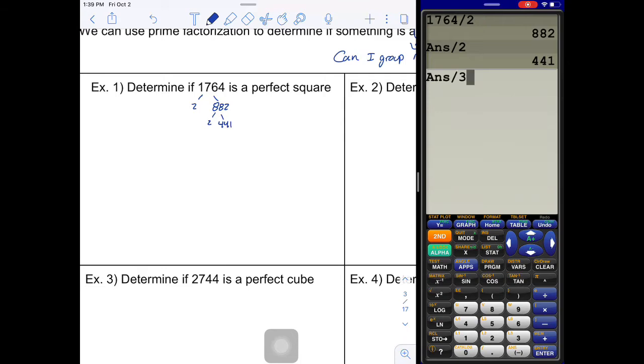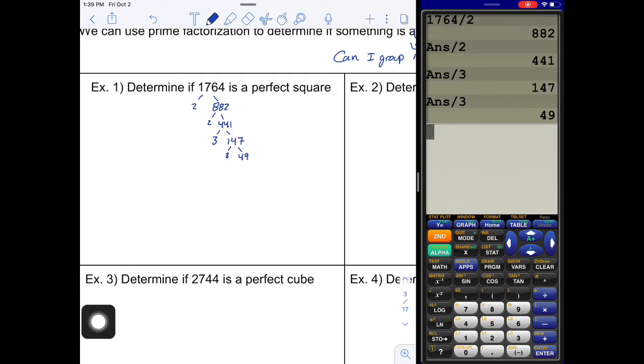Let's try and divide this by 3. Look at that. So 3, then 147, and I'm going to try and divide that by 3 again. Are you always going to get it on the first try? No. But sometimes you just get lucky and you guess a few answers one after another. I'm going to divide this by 7, and that gives me 7. Now I have prime factorized this whole thing. 1764 equals 2 times 2 times 3 times 3 times 7 times 7.